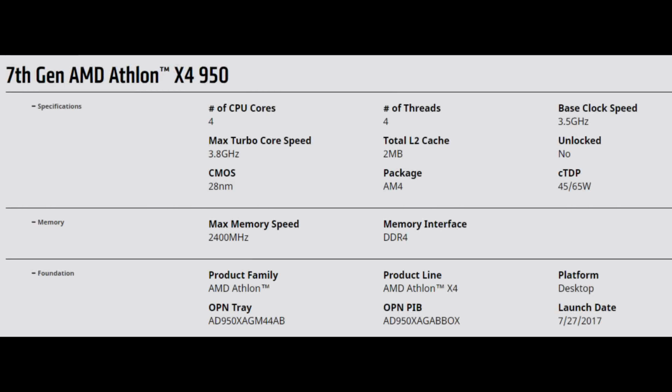Hey everybody, with the Athlon X4 950, for the first time AMD is offering a cheap sub-$100 CPU for the new AM4 platform. The Athlon is an Excavator-based quad-core CPU offering 4 threads and is part of AMD's Bristol Ridge lineup. It has a base clock speed of 3.5 GHz and a max turbo core speed of 3.8 GHz. Maximum supported RAM speed by the memory controller is 2400 MHz.